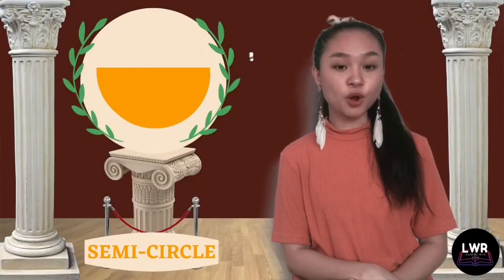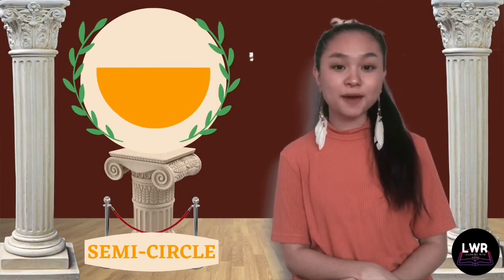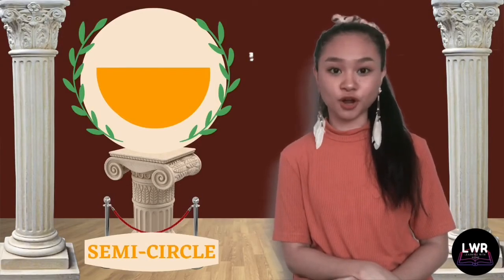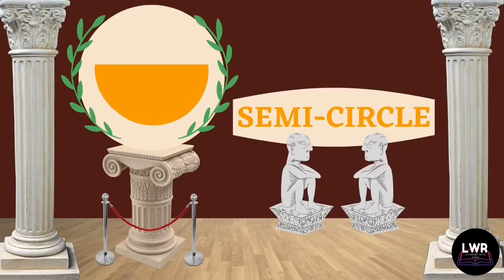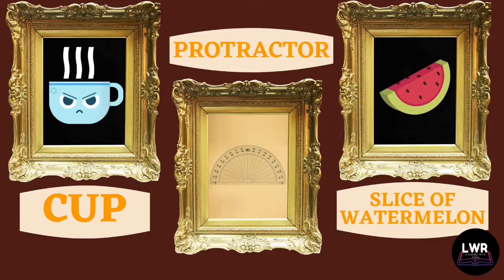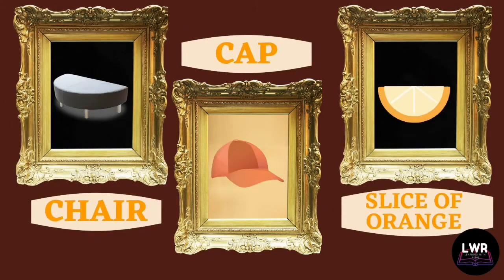For the next shape, we have the semicircle. Basically, it is the half of the circumference of a circle. Which means that if you perfectly slice the circle down to its diameter or the straight line that passed through the circle, then you will achieve this shape. A cup, protractor, and a slice of watermelon are all semicircular in shape. We can also consider this chair, cap, and a slice of orange as examples of a semicircle.